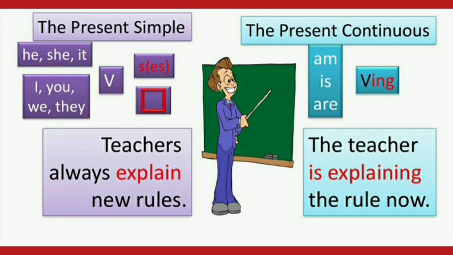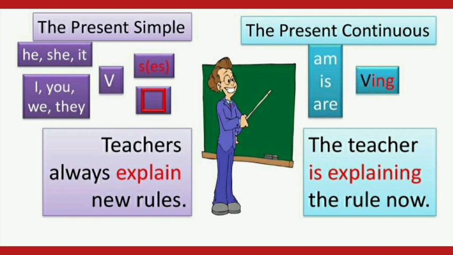Okay. In case of present continuous tense, you have to write the subject. Then you have to write the present form of the auxiliary verb, here is. Then you have to use the present form of the main verb explain, and with the present form of the main verb, you have to add ing. The teacher is explaining the rule now.